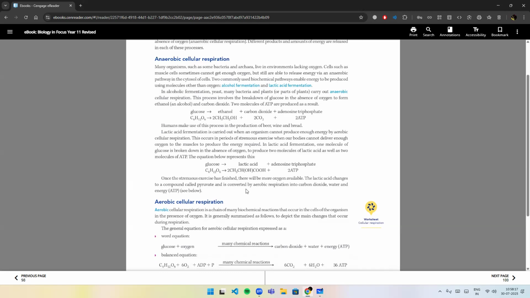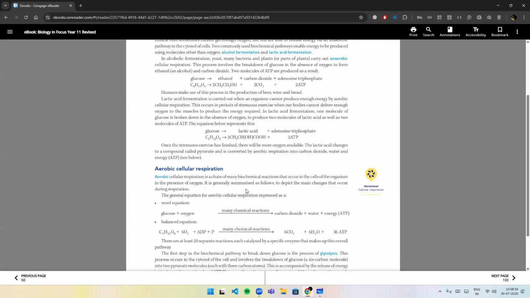Two commonly used biochemical pathways enable energy to be produced using molecules other than oxygen: alcohol fermentation and lactic acid fermentation. In alcoholic fermentation, yeast, many organisms, and plants carry out anaerobic cellular respiration. This process involves the breakdown of glucose in the absence of oxygen to form ethanol and carbon dioxide. Two molecules of ATP are produced as a result. Glucose gives ethanol plus carbon dioxide plus adenosine triphosphate. Humans make use of this process in the production of beer, wine, and bread.